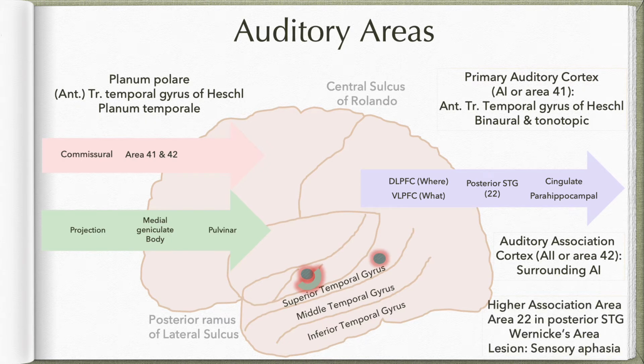So, as I said earlier, the third auditory area, which is located within the temporal lobe, is the higher association area, or area 22, which is located in the posterior part of the superior temporal gyrus. This forms a part of Wernicke's sensory speech area, which is needed for comprehending spoken speech, and lesion to this area results in sensory aphasia. We talk more in detail about this area when we are dealing with speech.